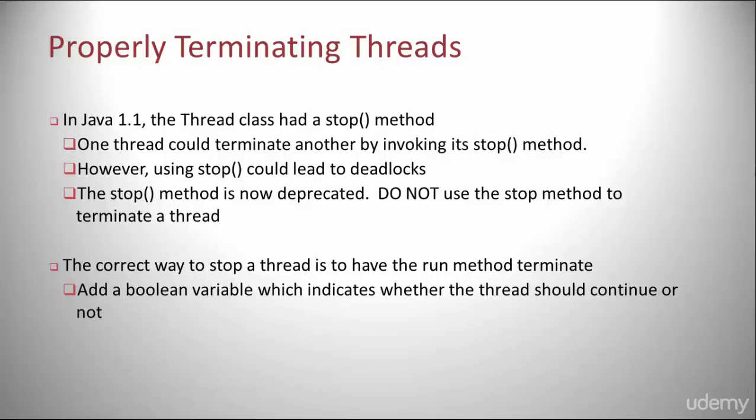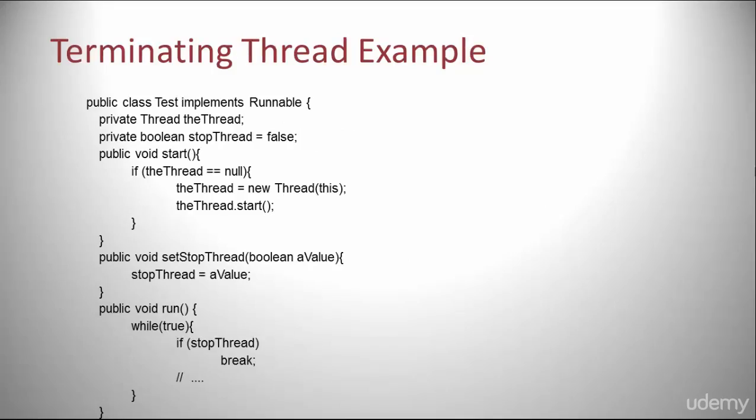The correct way to stop a thread is to have the run method terminate. To do this, we add a Boolean variable which indicates whether the thread should continue or not. Here's an example of some code. Again, as always, be sure to write these out and practice them, just so you can see what happens when you code them.